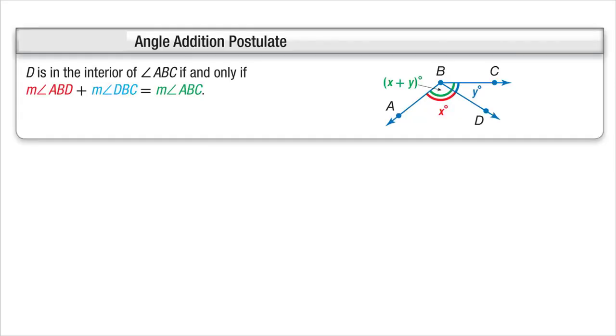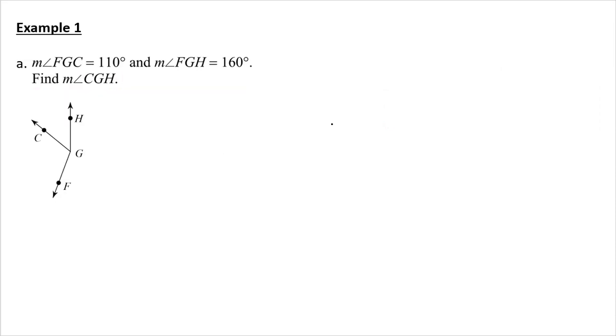Okay, our angle addition postulate. If you have point D that's in the interior of angle ABC, then angle ABD plus angle DBC is going to equal the larger angle ABC. And you see it here. It's illustrated with this x plus y, and then in green, the whole big angle is x plus y. Okay, so our first example having to do with this.